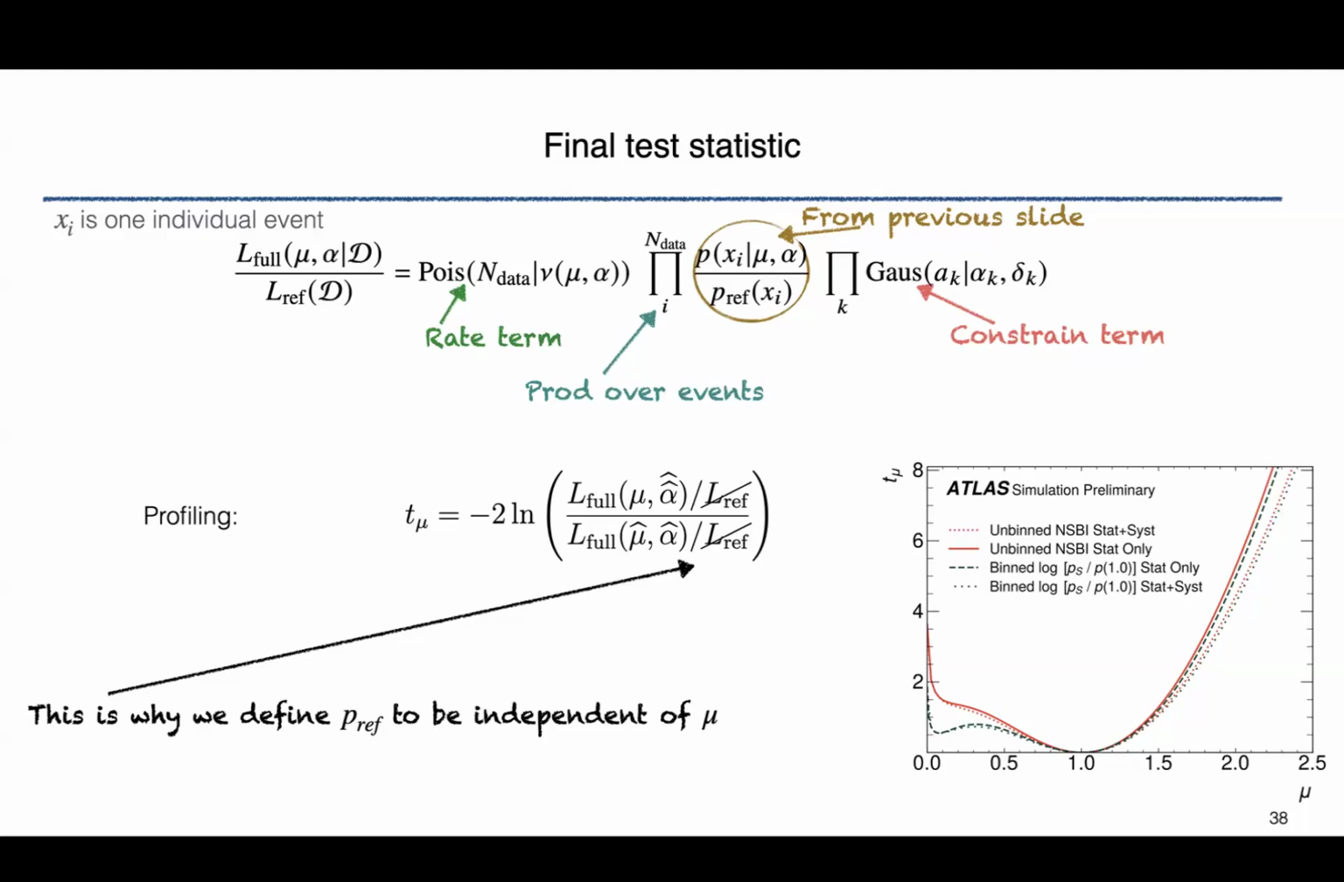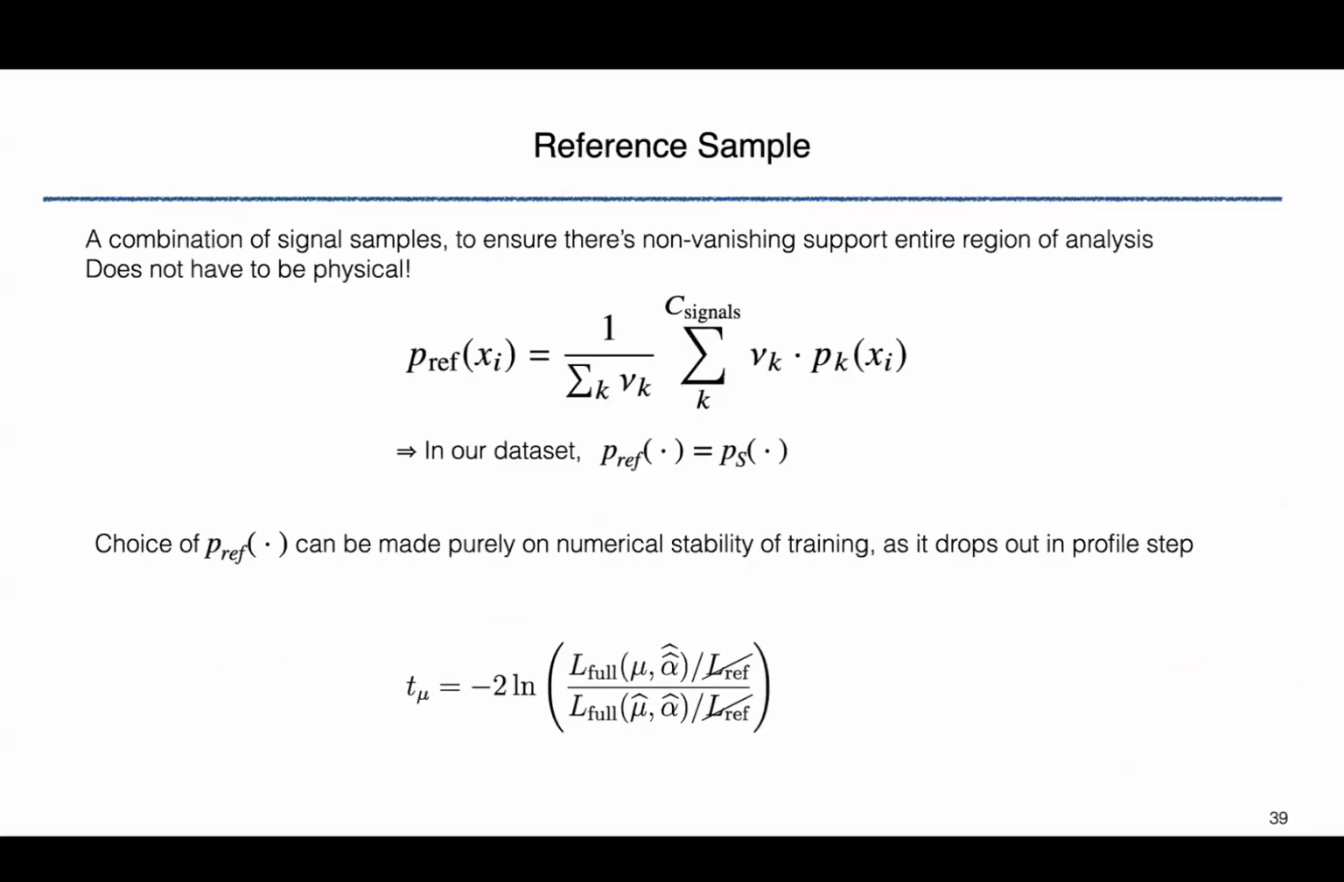The red here is the neural network method, and the green is the histogram method. And you have both the stat-only and stat plus systematic full profile. By the way, for those of you who are used to seeing parabolic shapes, the reason this is not parabolic has to do with the quantum interference. It has nothing to do with the method. So you see it both for the histogram analysis and the NSBI. In fact, the NSBI recovers some of the parabolic shape because it's able to use more information.